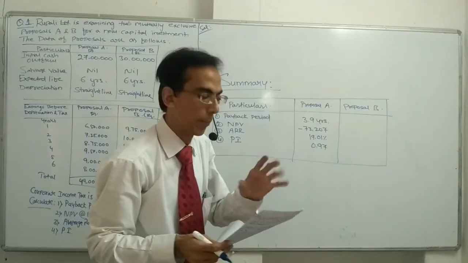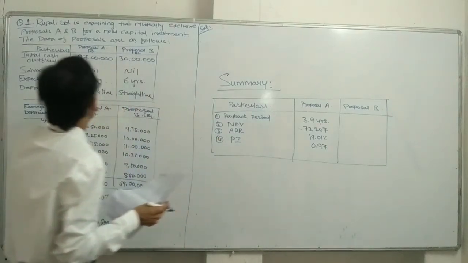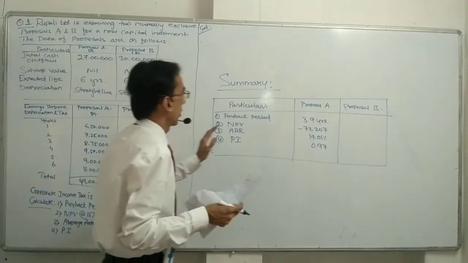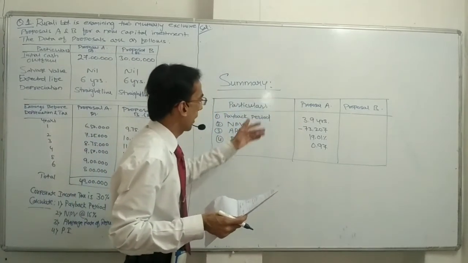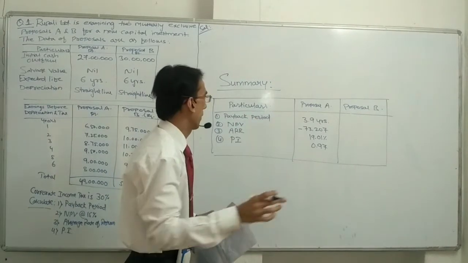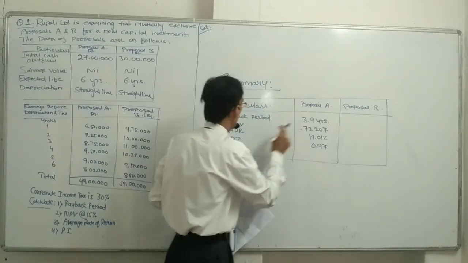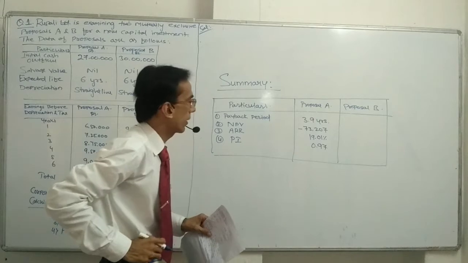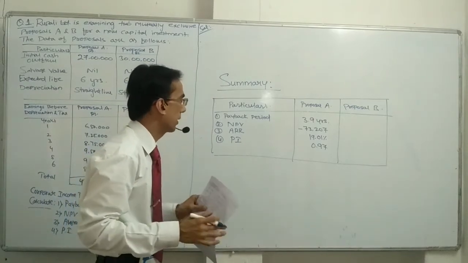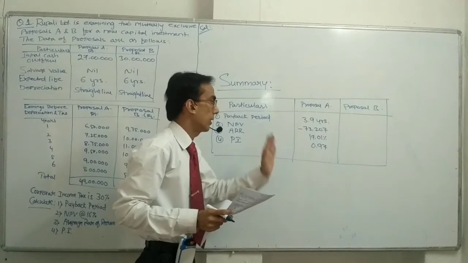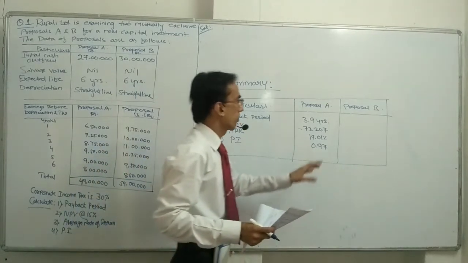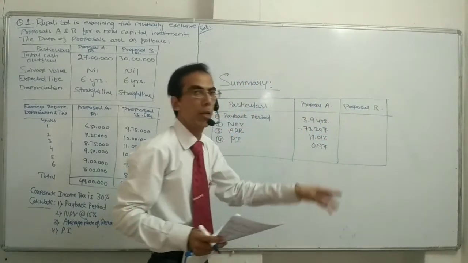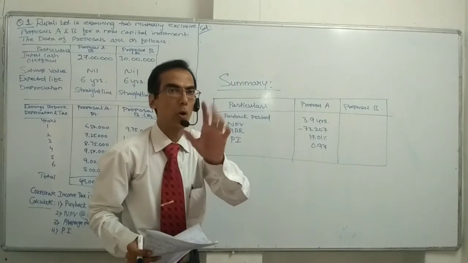Now we will see the summary. As our problem says, proposal A and B are mutually exclusive projects. We have found out the proposal A. For payback period it is 3.9 years. NPV is negative 73,207. Average rate of return is 19.1% and profitability index is 0.97. Now, homework for you is that in the same way you need to calculate the proposal B and then we will compare. Proposal B is homework to you, all the students.